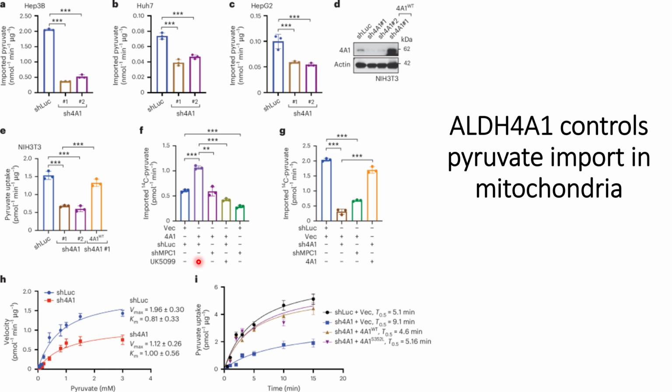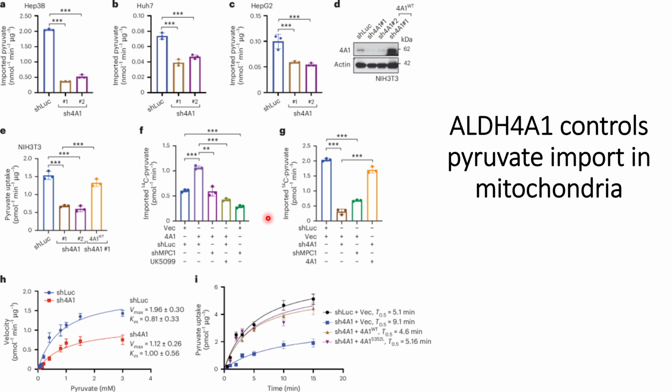And when they inhibit MPC, they are able to see a decrease in the mitochondria, indicating that MPC has a role towards the pyruvate imported into the mitochondria. When they inhibit MPC using the inhibitor UK5099, they also see a decrease in the imported 14C pyruvate. In the case where they knock down only MPC1, they can see a decrease in the imported 14C pyruvate. So 14C pyruvate decreases when ALDH4A1 is not there and MPC is inhibited.